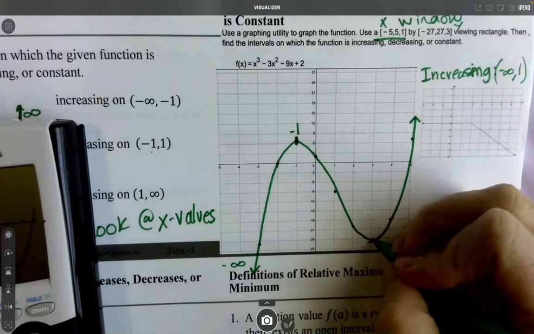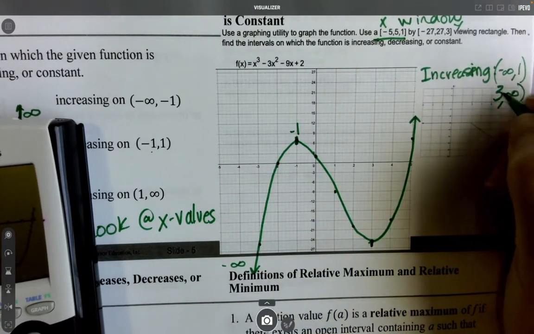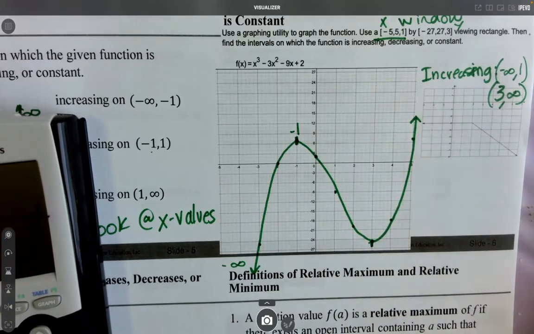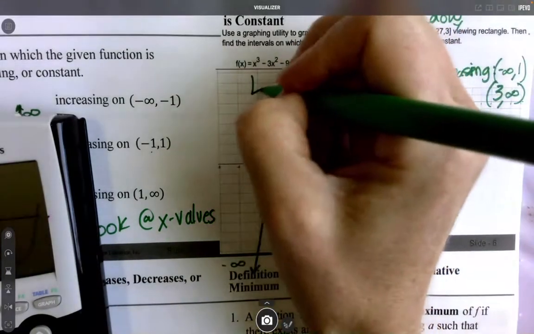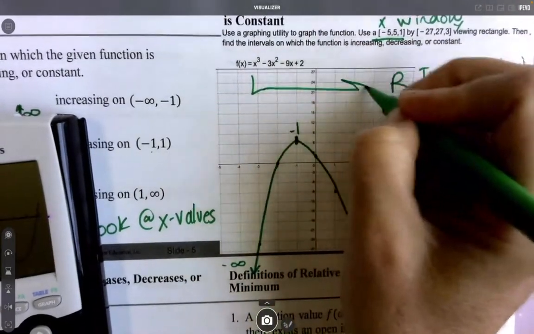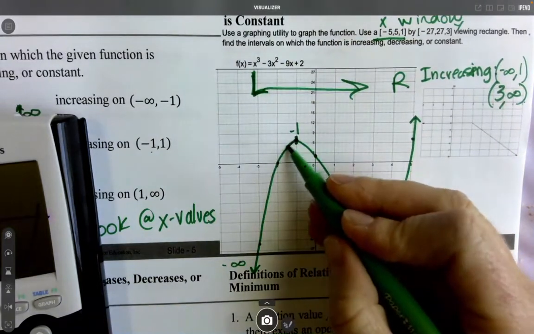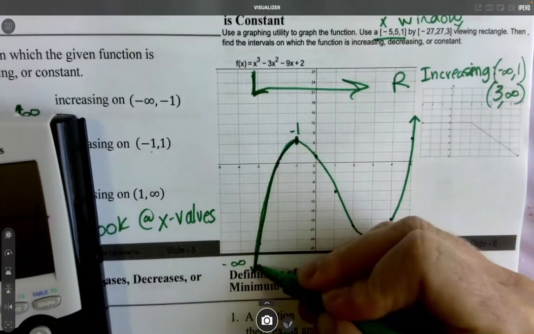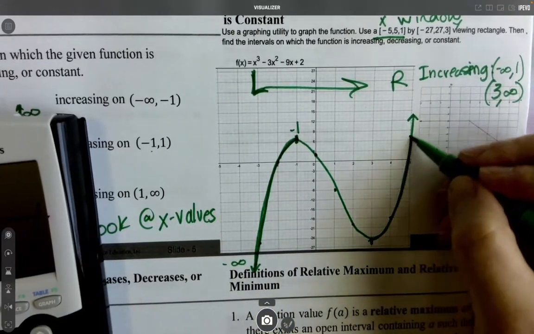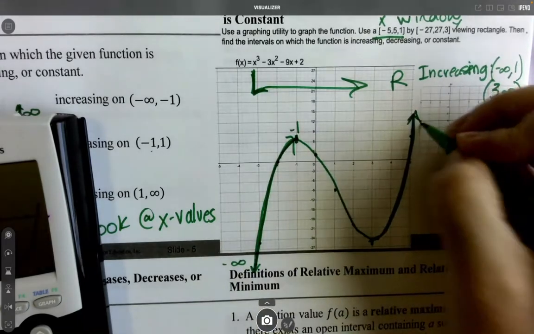And it's also increasing from 3 to infinity. So this and this. So you're always reading left to right. So from here, you always go left to right. I'm trying to go the other way. So see how that's increasing? And this is increasing. It's going up, up, up.